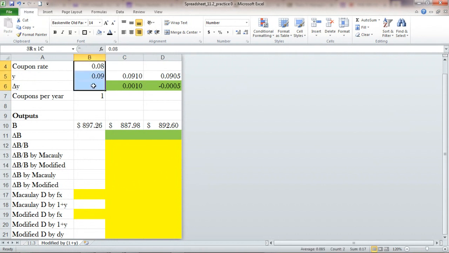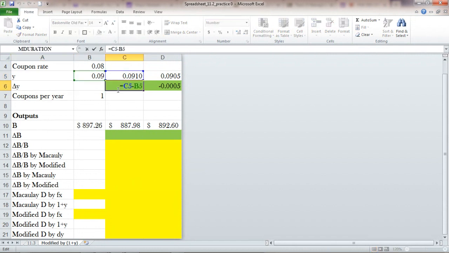To make it easier, let me put everything in percentage. Maybe it's better not to put it into percentage because then this one will be percentage point. So then this is change in yield to maturity or interest rate. We can easily find it like this, and then you drag it to the right.